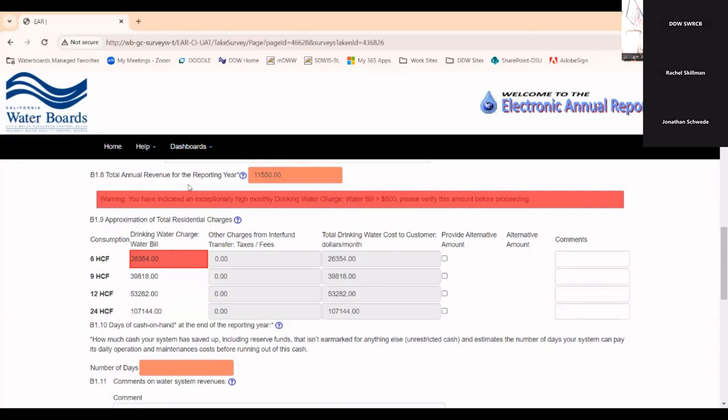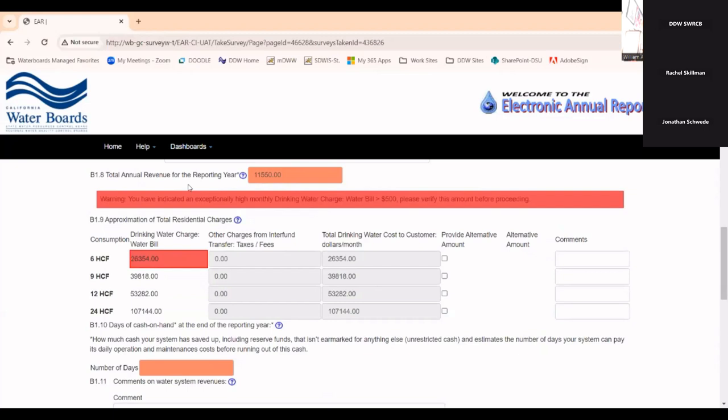So with B1.9, we've incorporated a lot of yellow to red flags that indicate that there's probably a problem going on with your water rate and how it was reported. So for this instance, we got a red flag saying that our water rate is exceptionally high because now we're saying that we charge customers $500 or greater than $500 for water.